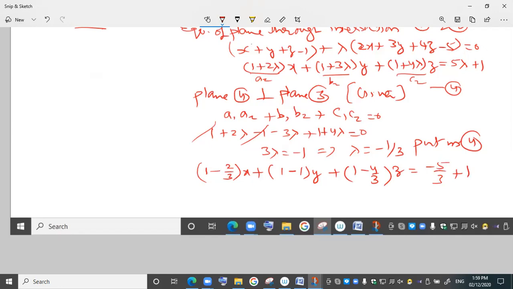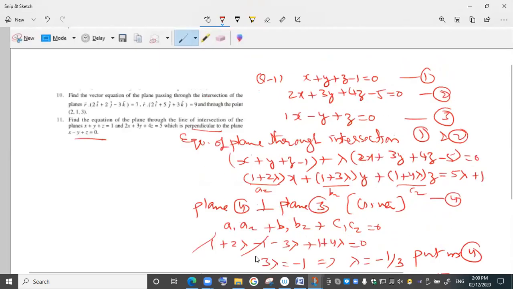So 3 minus 2, 1 by 3, x by 3, the y term will become 0, and minus z by 3 is equal to minus 5 plus 3 by 3. So 3 will cancel, we get the equation x minus z is equal to minus 2. So x minus z plus 2 is equal to 0 is the required equation of the plane.